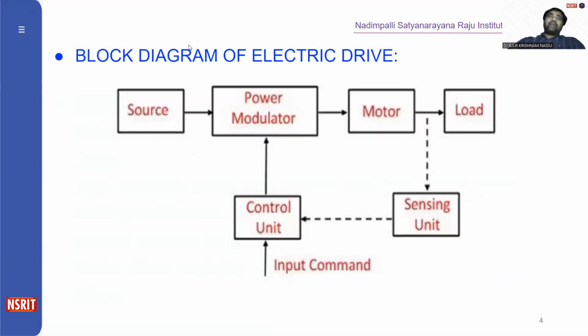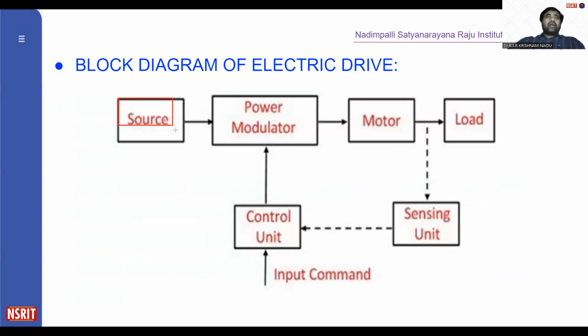If you see the block diagram of an electric drive, it mainly consists of six blocks. Those are, first one is a source, the second one is a power modulator, the third one is a motor, the fourth one is a load, the fifth one is a sensing unit, and the final component is the control unit. Now let us briefly discuss them one by one.